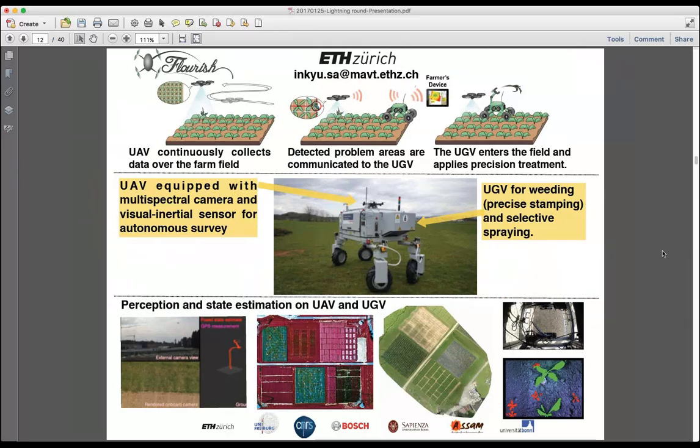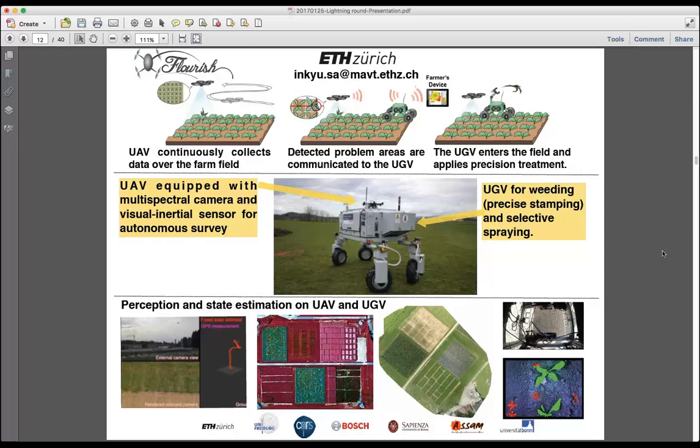Okay, I'm here. My name is Inkyu from Zurich, Switzerland, and the local time is 9 p.m. I'm a postdoc at the Autonomous Systems Lab at ETH and working on a project named Flourish. This project makes use of heterogeneous robots such as unmanned aerial vehicles and unmanned ground vehicles, aiming at improving yields and minimizing chemical usage and user intervention. The first row illustrates the objective of the project. The UAV autonomously surveys a farm field area where high weed pressure is reported to the UGV, and then the UGV navigates to the area for applying treatment.